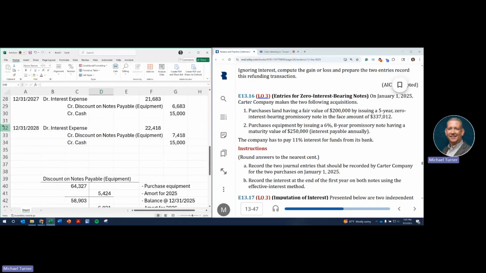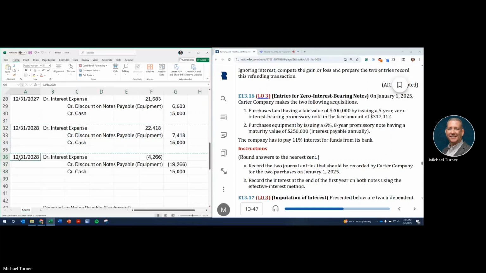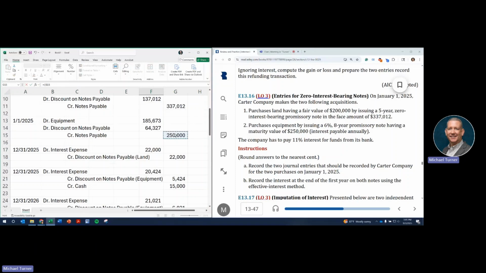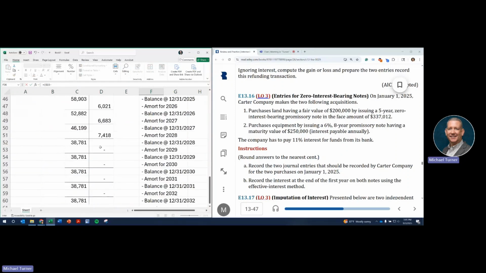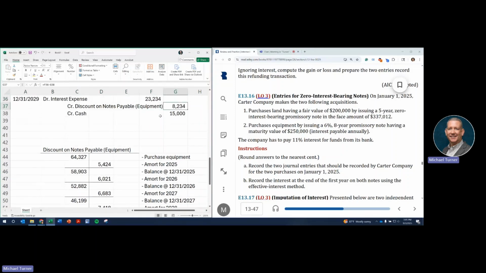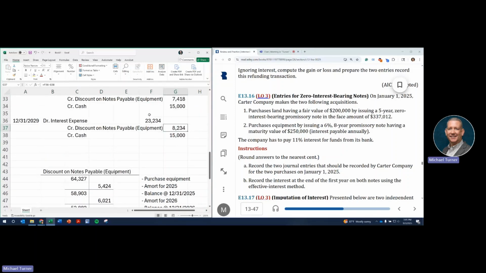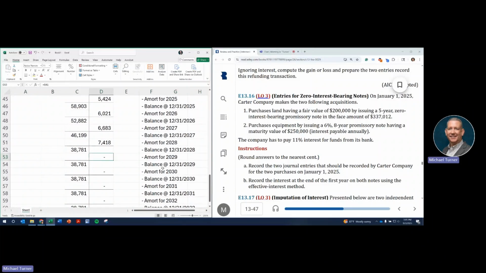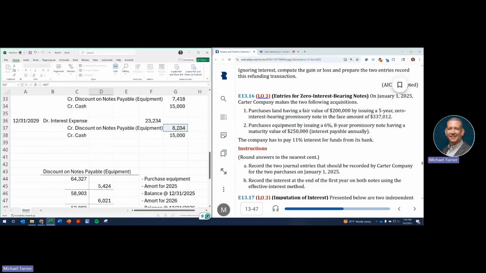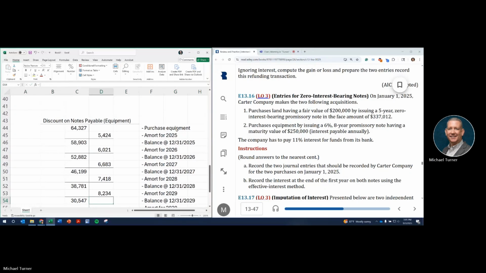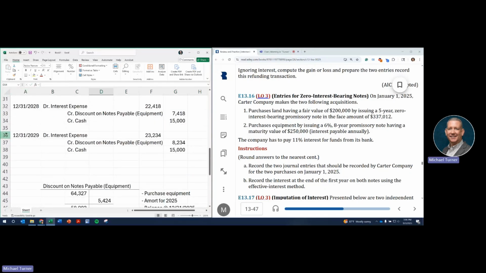Moving to 2029. Our face amount of $250,000 minus what was the balance of our amortization at the end of the prior year. Multiply that by 11%. Calculate the difference. $8,234. You can see, we'll examine the T account when we're done. Let's go ahead and finish our calculations. All right, that was 29. Let's do 30.